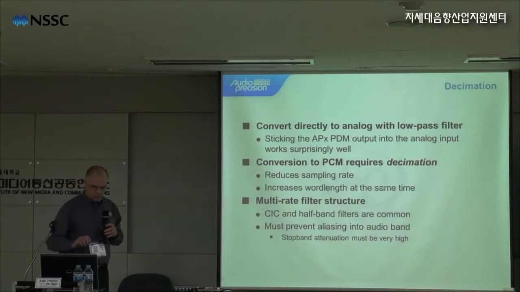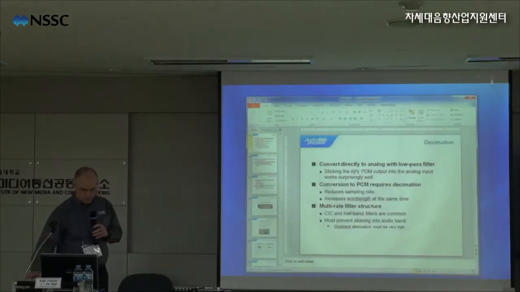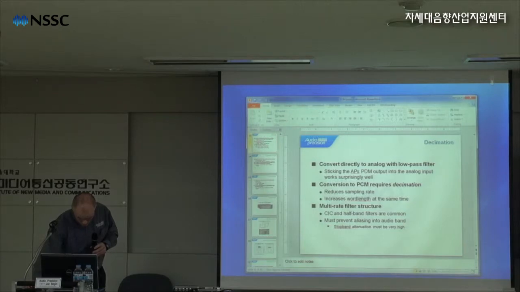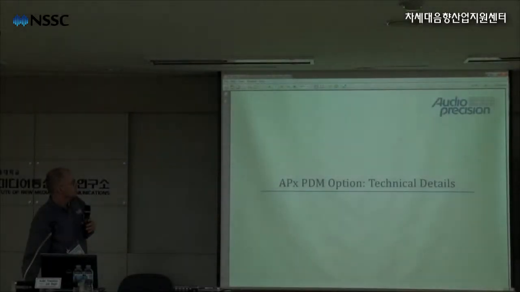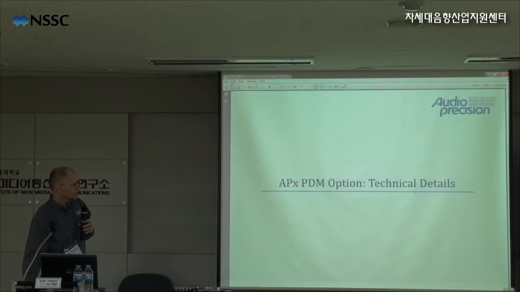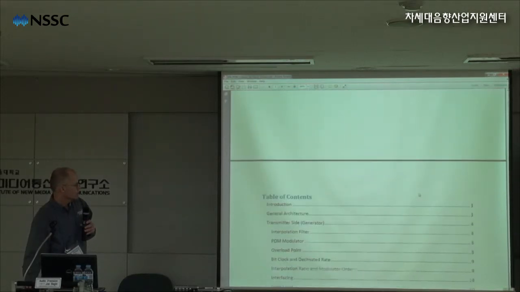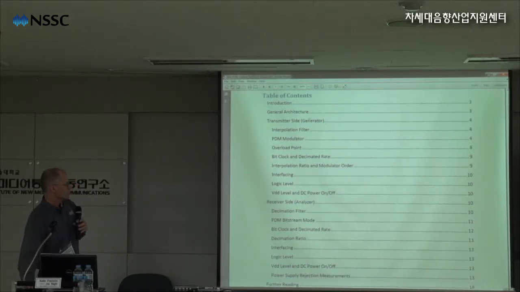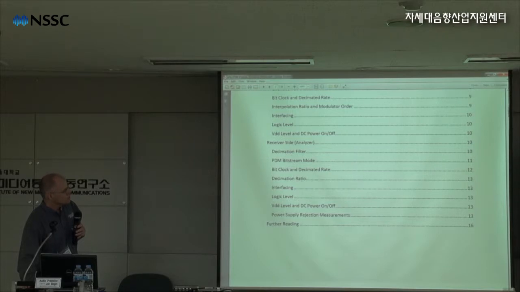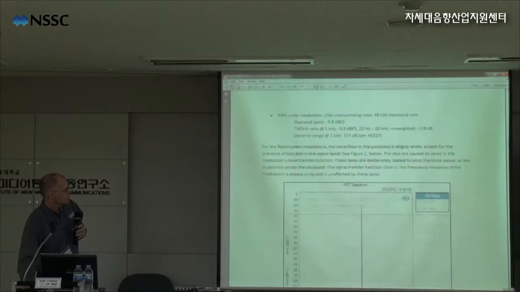Actually, something else I wanted to do here, I wanted to point out some resources that we have. These are items that are available on our website. So this is a PDF document that you can download from our website. It's called the APX PDM Option Technical Details. This has a lot of information on the general architecture, the transmitter side, the generator, interpolation filter, PDM modulators, overload point. So lots of good information here. It's about 16 pages total. And you're welcome to just go to the website and download that.